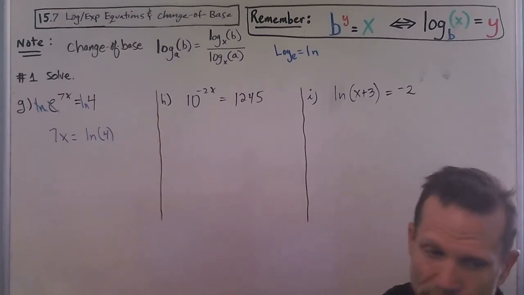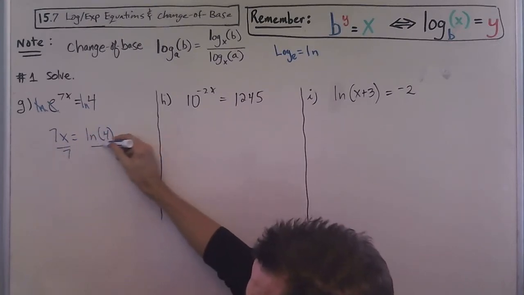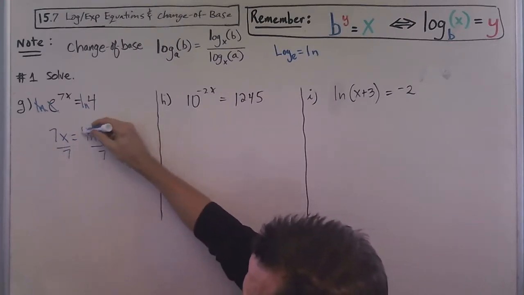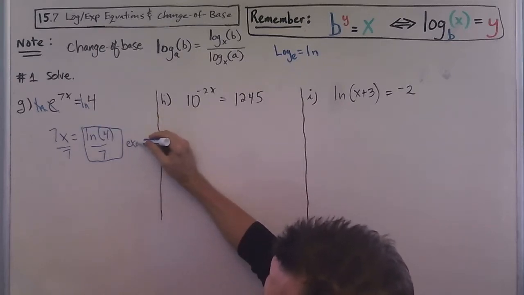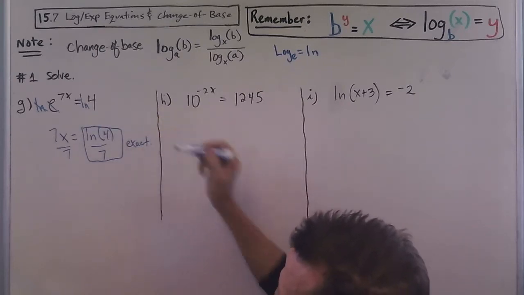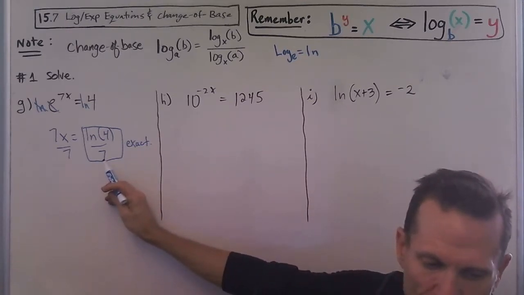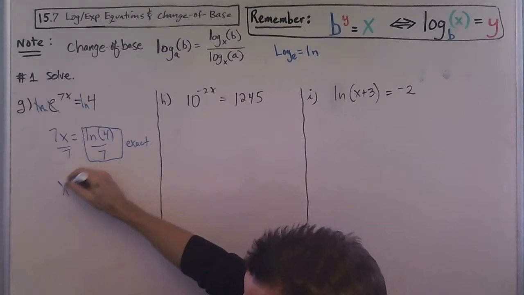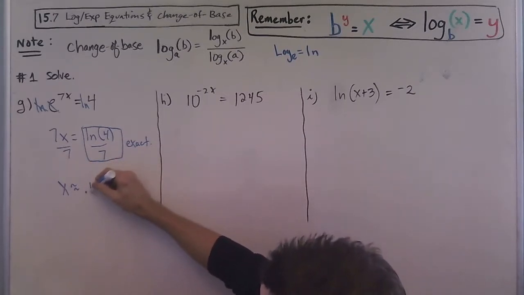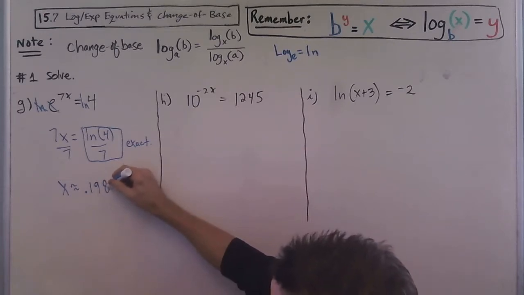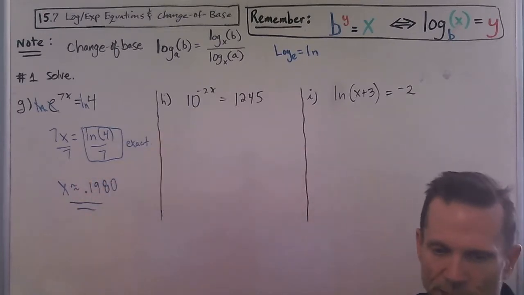Okay. And then to isolate x, we divide by 7. Now remember, this is the exact answer, but the problem says we can round to 4 decimal places, so we'll put that into our calculator, and we'll come up with x is approximately 0.1980. So you probably want to mess around with your calculator and see if you can get that answer.